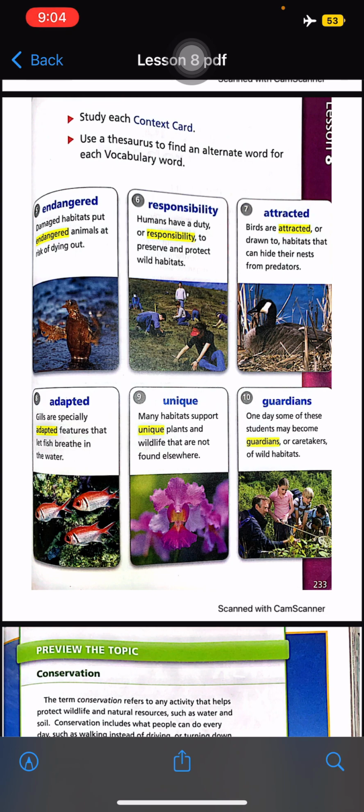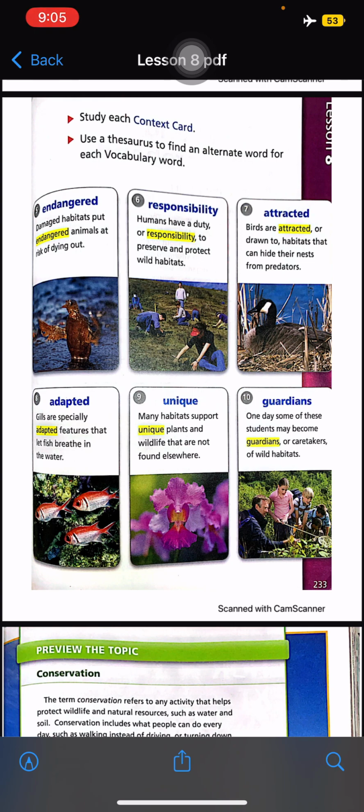Then we have adapted. What is adapted? It is to make something suitable for a new use or purpose. Gills are specially adapted features that let fish breathe in the water. Then unique, of course we know unique, it means special, being the only one of its kind. Many habitats support unique plants and wildlife that are not found elsewhere.